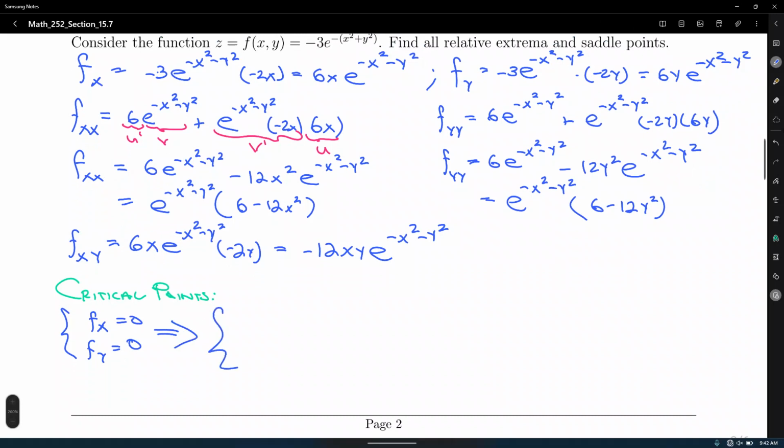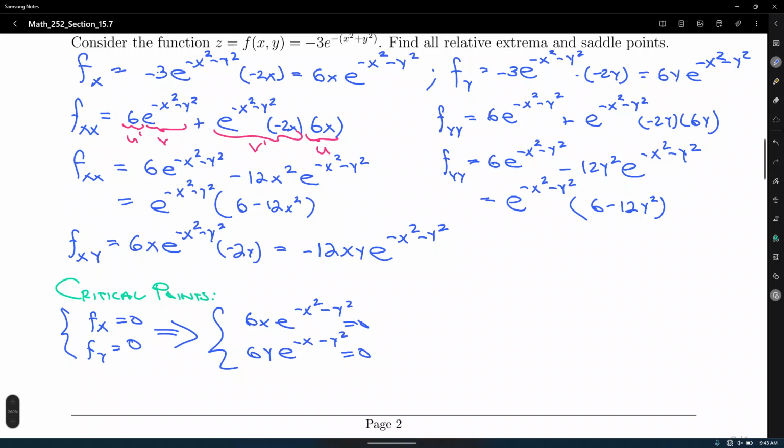6x e to the negative x squared minus y squared equal to 0, and 6y e to the negative x squared minus y squared equals 0. Well, in this case, we have a non-linear system of equations, and because everything is set equal to 0, let's use the zero product property.